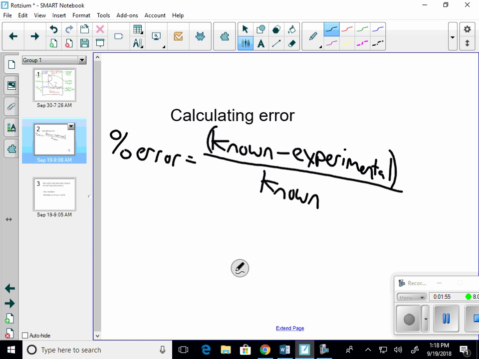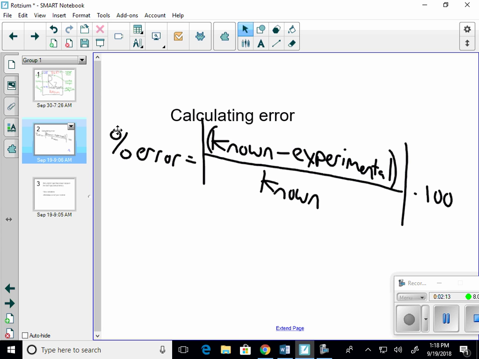It's pretty common that this gives us a negative value. I prefer we not actually express it as a negative value, which is why I'm going to put absolute value brackets on it. When you do this calculation, it will give you a decimal value. We multiply by 100, so we can express it as a percentage. So this is the calculation for error that we have to be aware of.